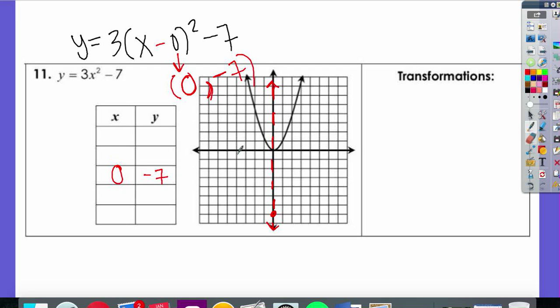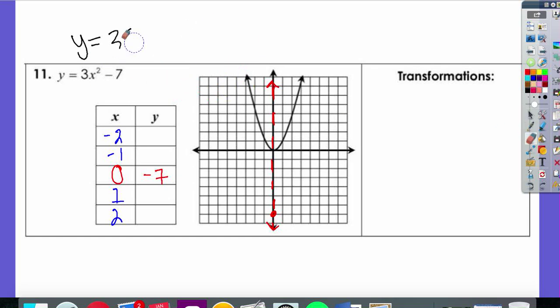Now I need to pick some points to the left and to the right of that vertex. So I'm going to go down to, so I've got negative 2, negative 1. Then I'm going to go right to, and a positive 1, positive 2. When I plug these values into the original equation, I'm going to erase all of this. When I plug these values in to get our new y coordinates, we've got, for negative 2, 3 times negative 2 squared minus 7. Follow order of operations. Negative 2 squared is a positive 4. 3 times 4 is 12, and 12 minus 7 is 5.